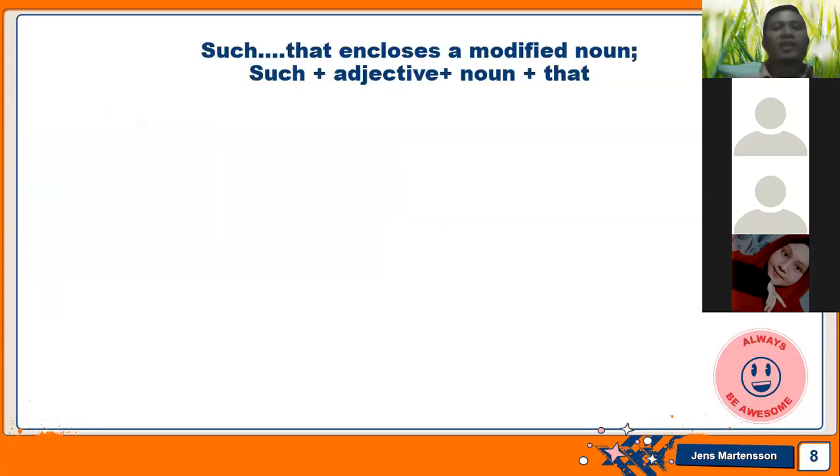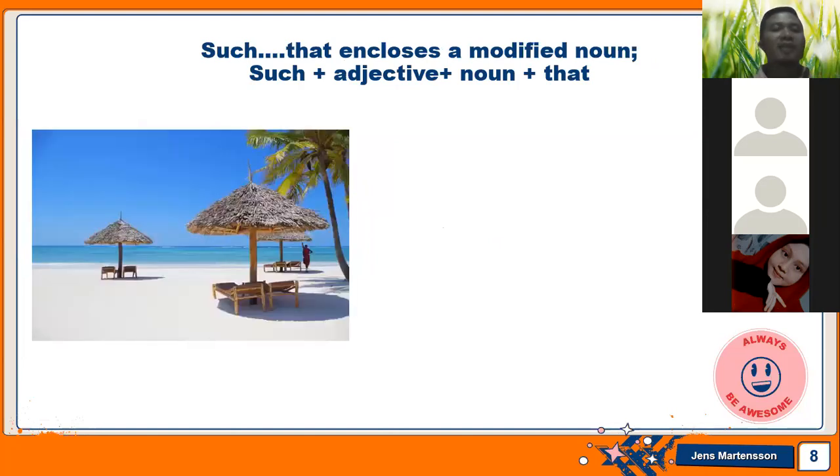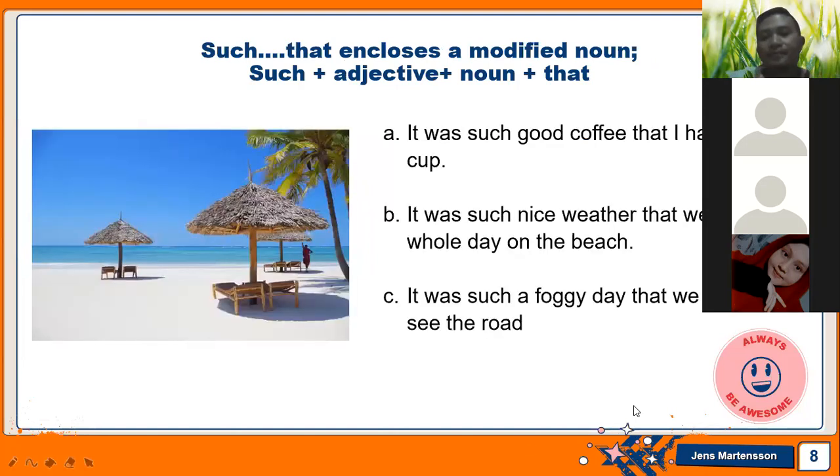So now, "such" encloses a modified noun: such plus adjective plus noun plus that. Actually, this is the form. Ya, ini formulanya ya. When we are using such, it is connected with an adjective, after the adjective is connected with a noun, and after the noun is connected with "that", when we are connecting two sentences. Here is the example. Have a look here.